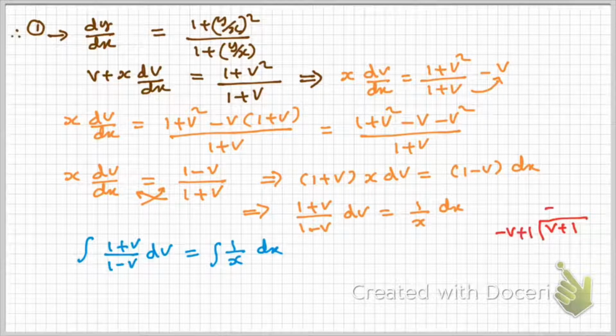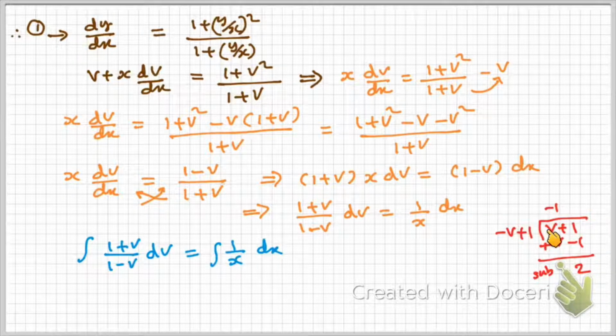So how do I do that? I copy my numerator, which is 1 plus v, as v plus 1 here, and then I divide by minus v plus 1, that is 1 minus v. Every time you rearrange a polynomial, write it in descending order. That's why 1 plus v is written as v plus 1 and 1 minus v is written as minus v plus 1.